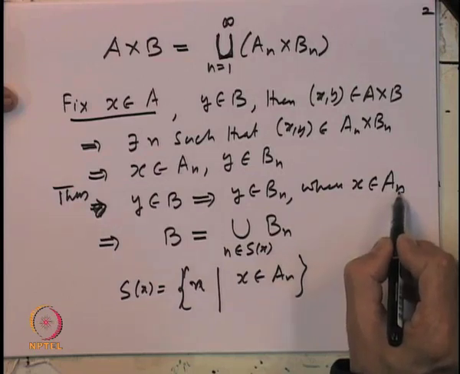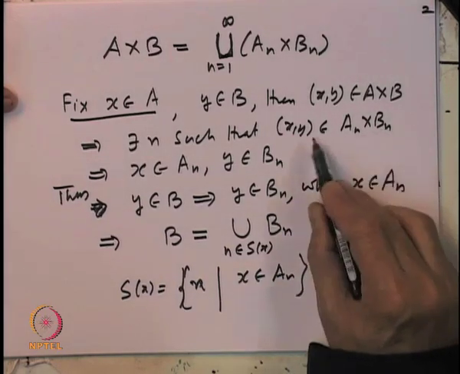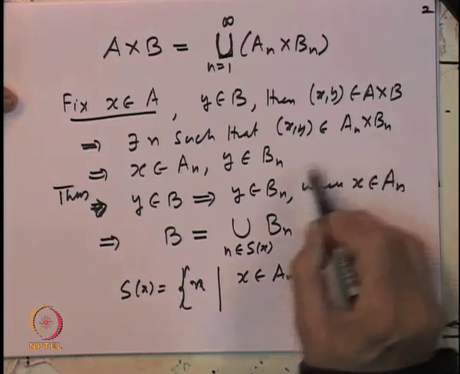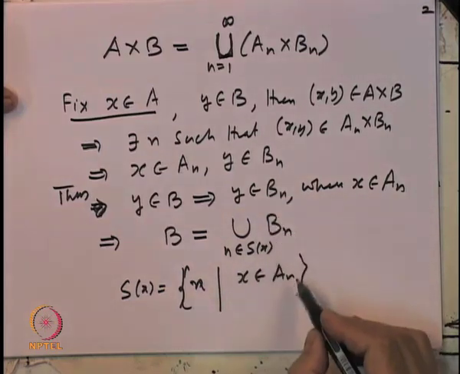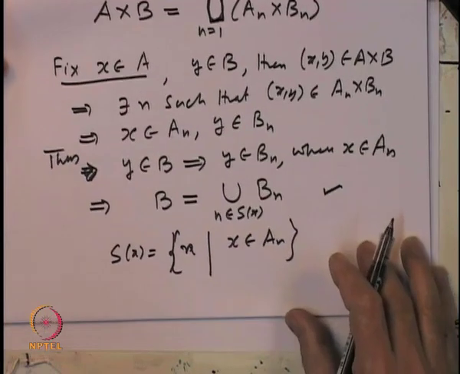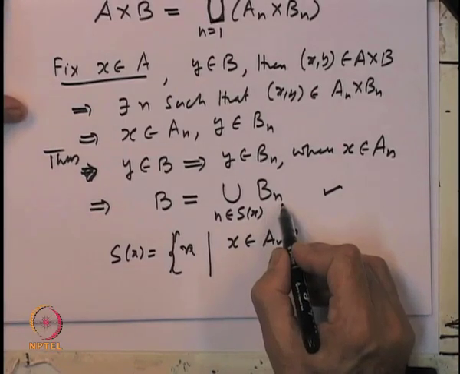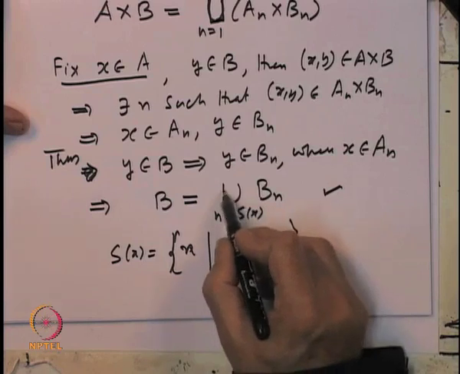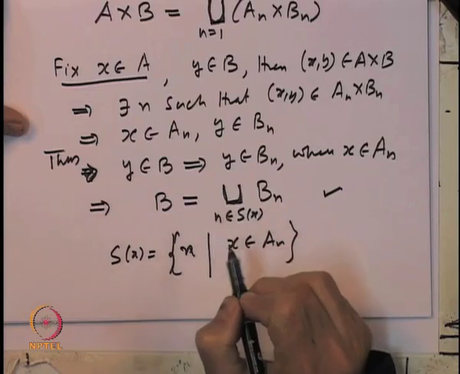So, out of the indices 1, 2, 3, and so on, look at those n for which x belongs to A n. If x belongs to A n, then y will belong to some B n, that means y belongs to those B n's such that x belongs to A n. This is what we want to claim, and not only that, we want to claim that these B n's which are involved here are pairwise disjoint. That means this union is a pairwise disjoint union.